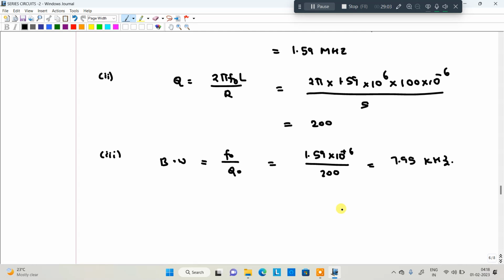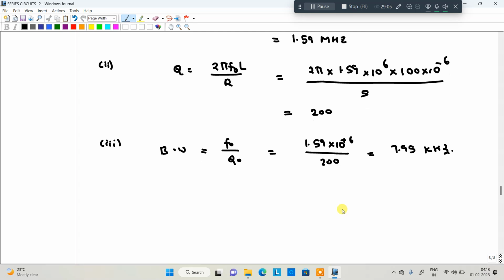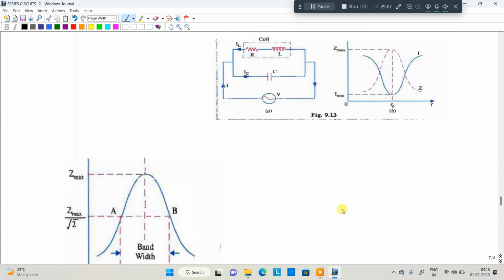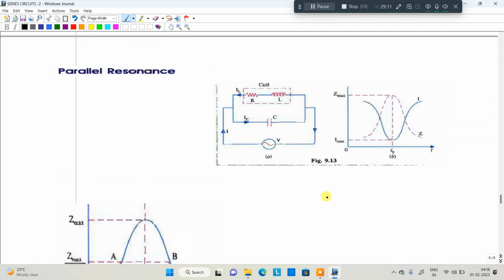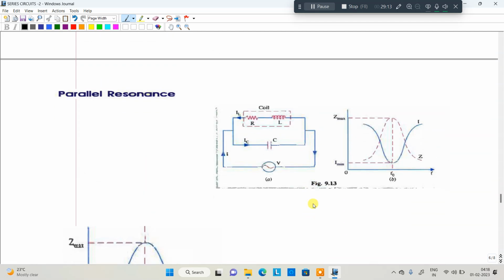Okay. Next we are moving to parallel resonance. In parallel resonance, what we discussed in series resonance is quite the opposite. At parallel resonance, the capacitive susceptance BC is equal to the inductive susceptance. When both are equal, you get this particular condition, parallel resonance. In parallel resonance, the current I is minimum.